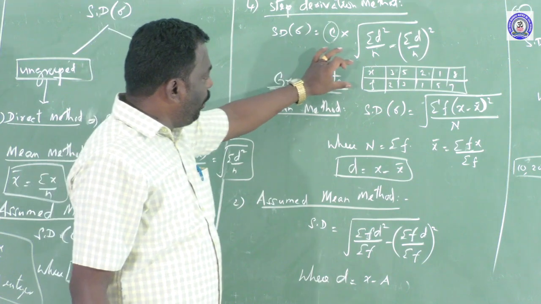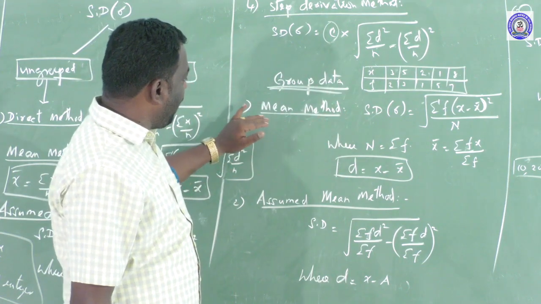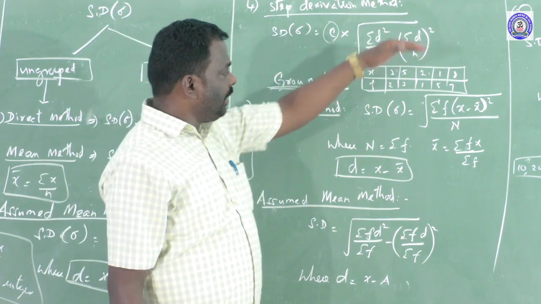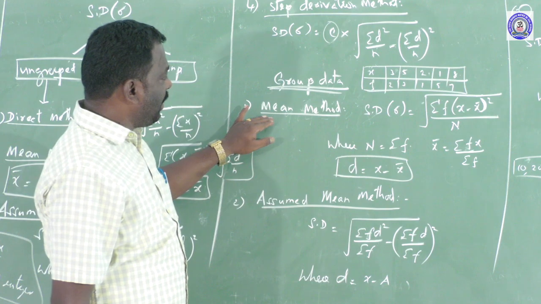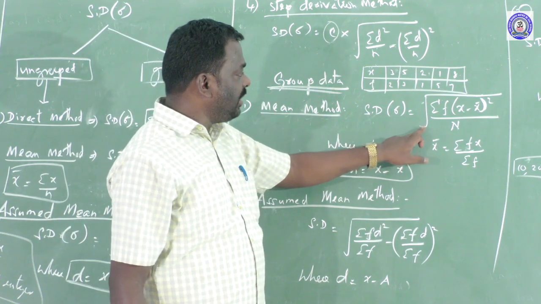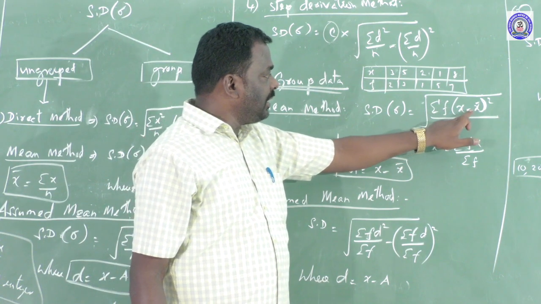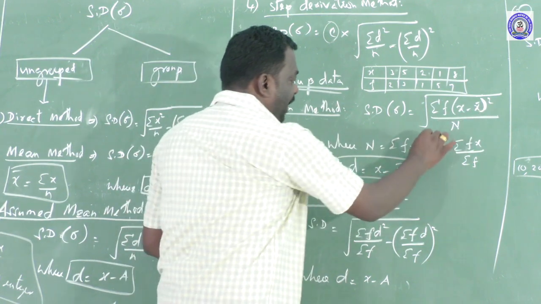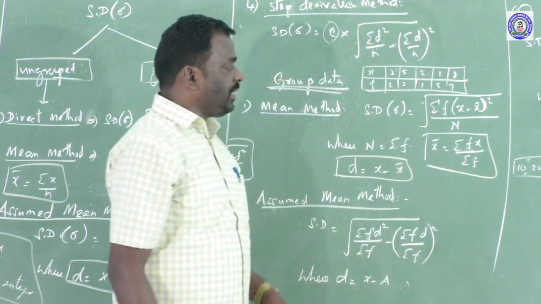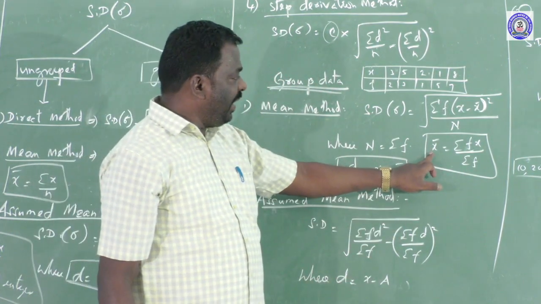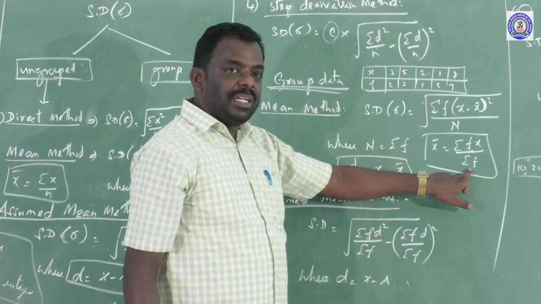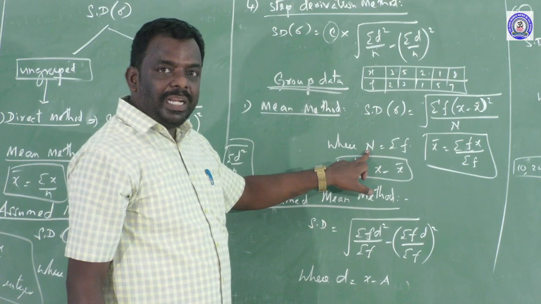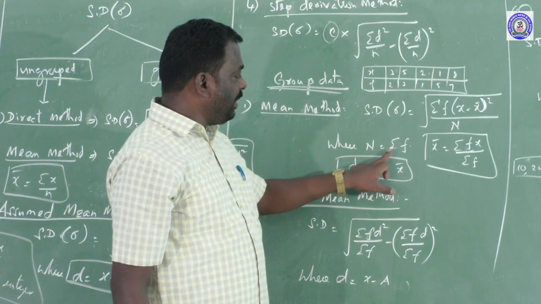In this grouped data, to find the standard deviation we apply the mean method, the assumed mean method, or the step deviation method. The first one, the mean method: standard deviation equals the square root of summation f into (x minus x bar) whole square by n. The mean is defined by summation fx by summation f, and summation f is defined by capital N.